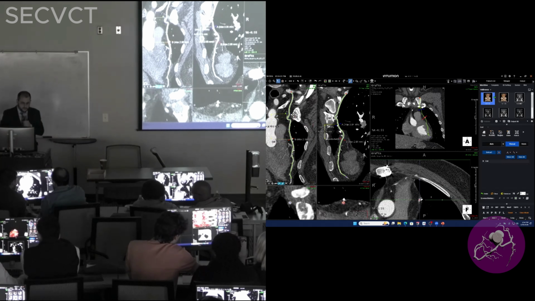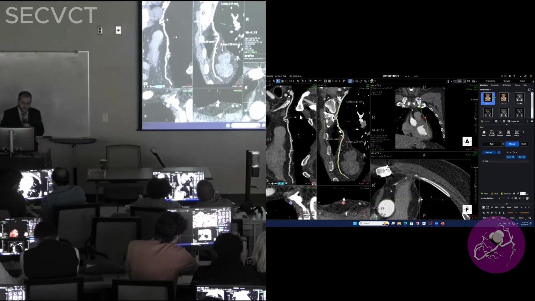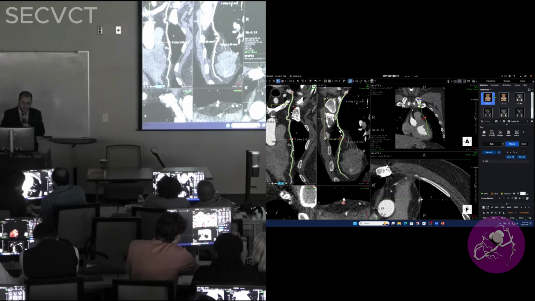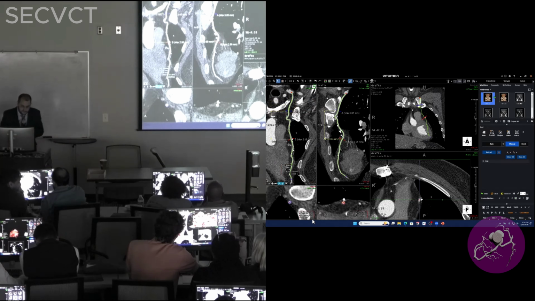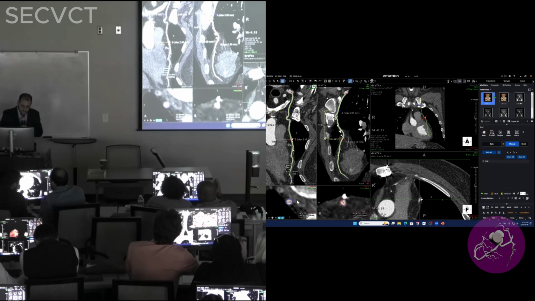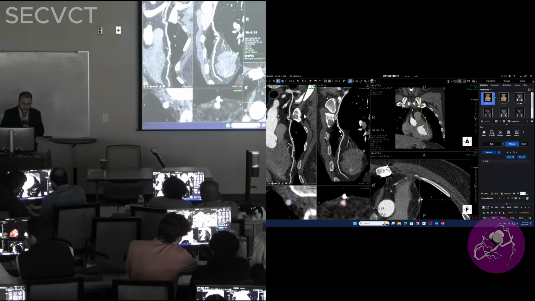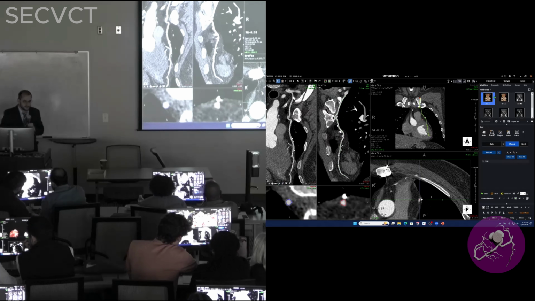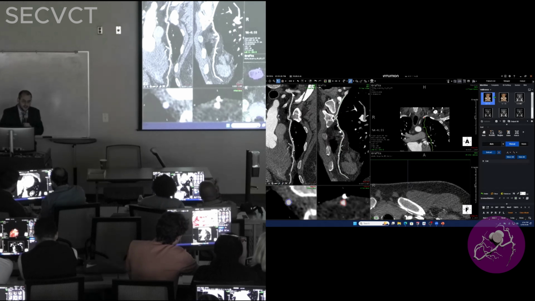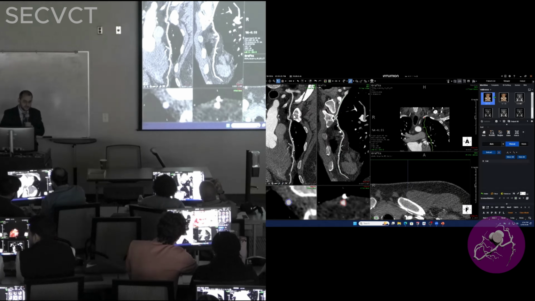Right. Obviously, we look at the curved MPR as well as the orthogonal cross-sectional view here in the short axis. It's important when we have a Lima graft or with any graft to look at the proximal and distal anastomosis because these can often be areas of stenosis. So we have to make sure that our center line includes a bit of the subclavian artery, so we can assess this proximal anastomosis.